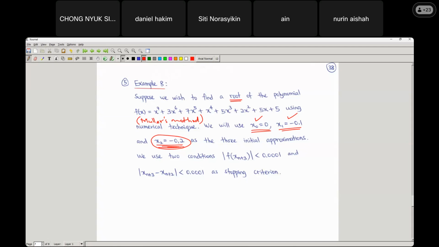Okay? Now, you see, they tell you 2 stopping criteria. We use 2 conditions to check when you have to stop. One is the absolute of f(x_{n+3}) less than 0.0001, and the absolute value of x_{n+3} minus x_{n+2} less than 0.001. Okay, so these 2 stopping criteria, you have to use them. Okay, so what you're going to do right now is, first, you know that you have to use Mueller's method.